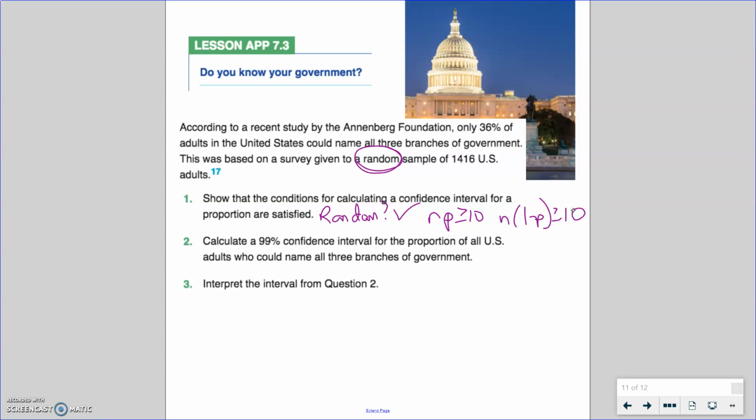Okay, so n is 1416 times p, which is 0.36 in this case. That's 509.76, so that one's good. And then 1 minus 0.36, that number times the n value, is 906. Both of them are good. I know I'm not showing everything, but I'm running out of time, so I just want to make sure I fit it in. Okay, here's the last thing you need to know.